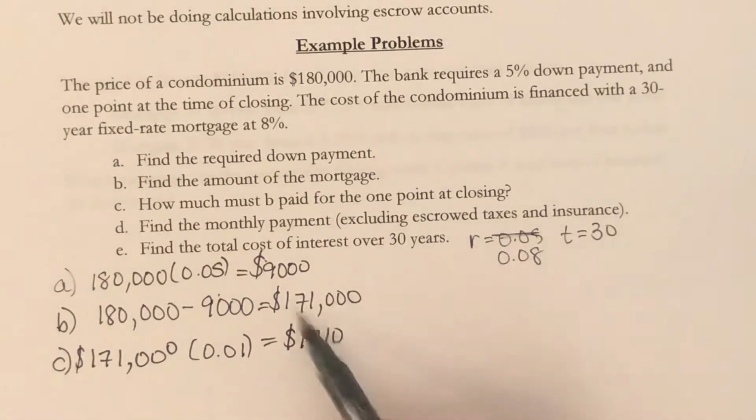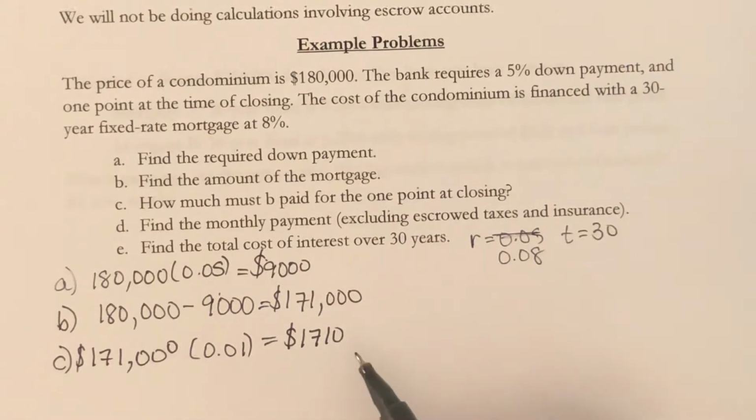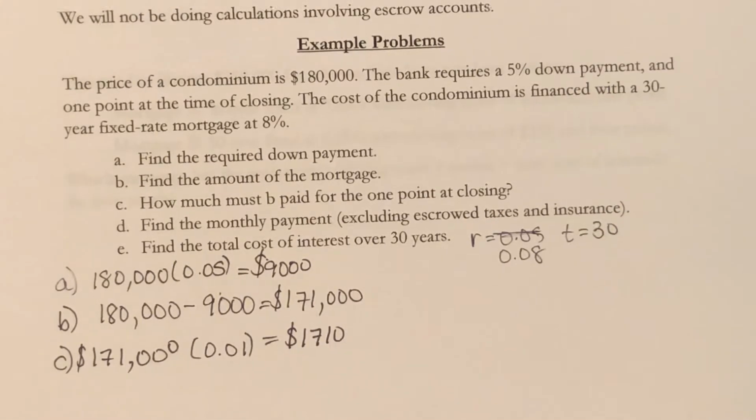I don't get to subtract that off of this. This is like a fee for the loan. Okay? Now, often lenders will have an option of you paying more points for a lower interest rate. We're going to work some problems with that in a bit.